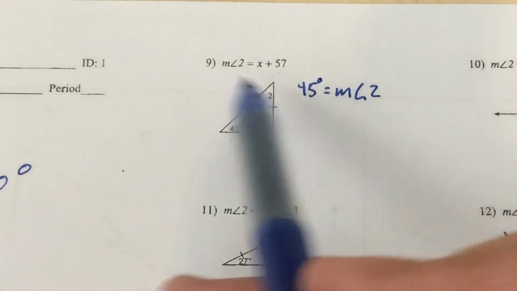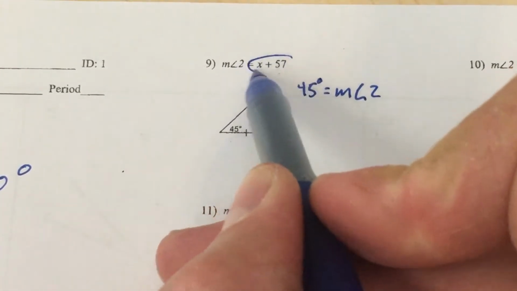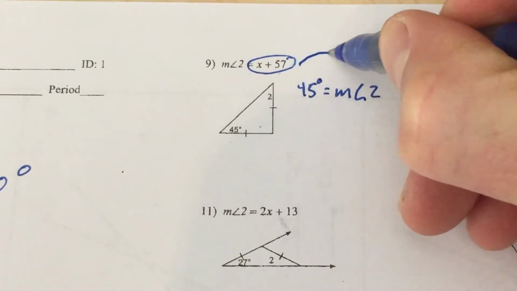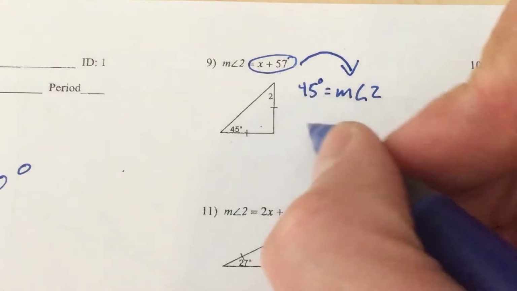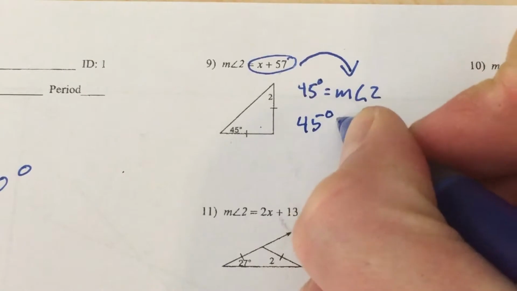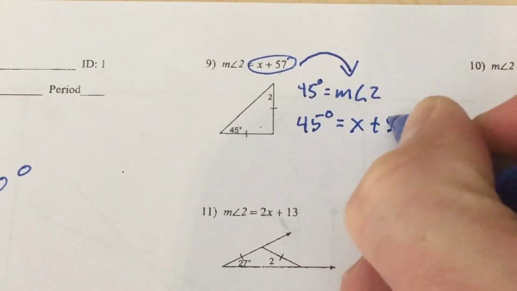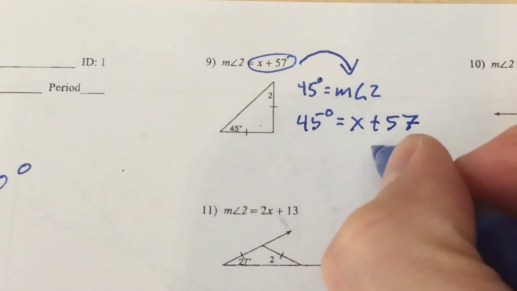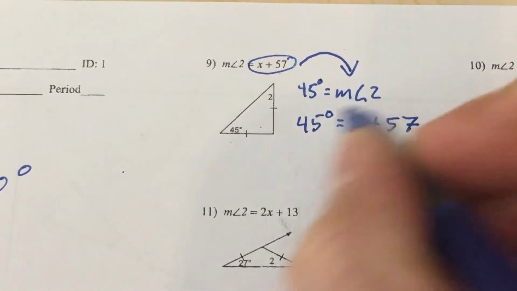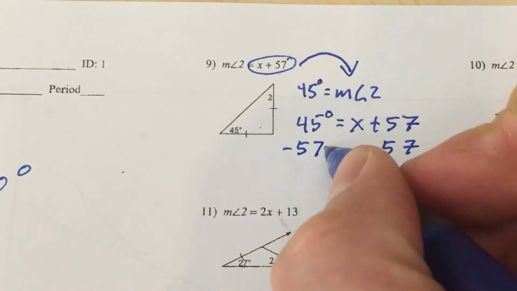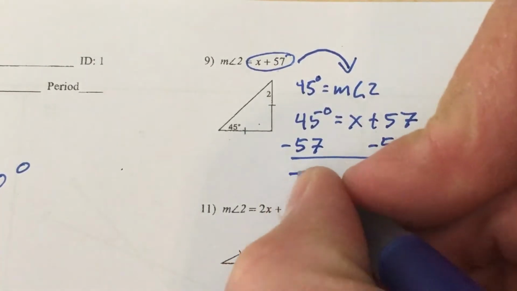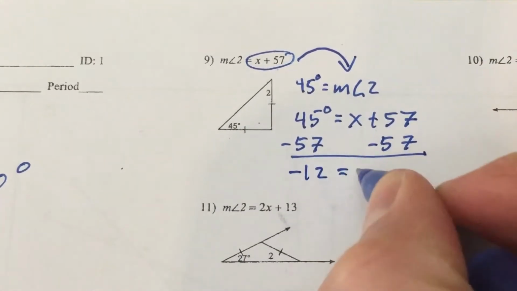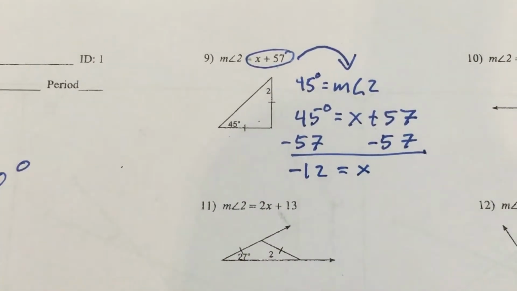Well, what we can do is replace the measure of angle 2 with your equation there. Okay, so we have 45 degrees equals x plus 57. Okay, and so we're going to have to subtract 57 from both sides here. And we get negative 12 equals x.